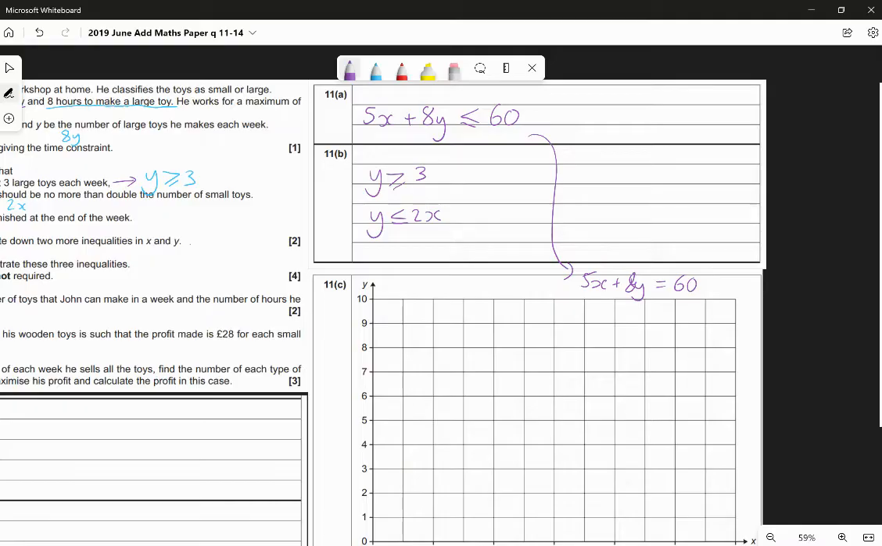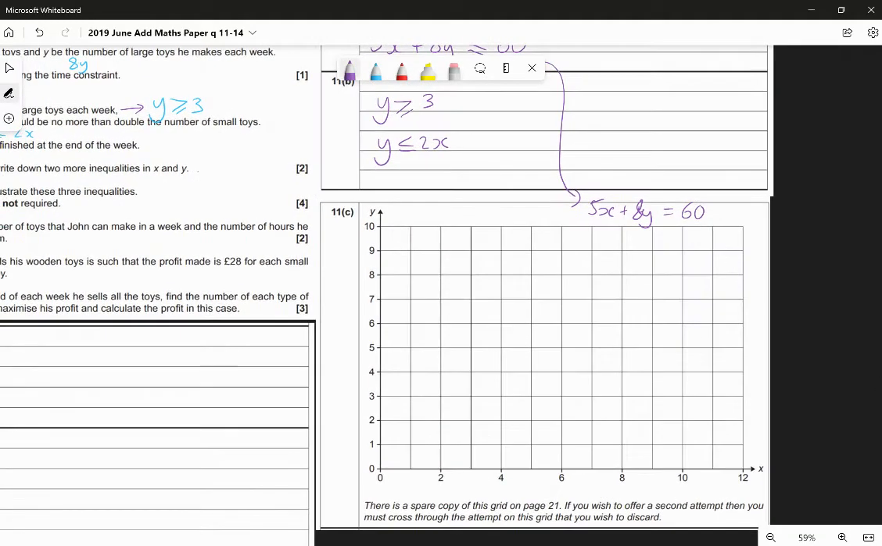So 5x plus 8y equals 60. How do I draw that? Well, the easiest way to draw an equation of this form, when it's not in the y equals mx plus c form, when it's in this form, ax plus by equals a number, is just simply finding the intercepts, the intercept of the y-axis, the intercept of the x-axis. The intercept of the y-axis, the y will be the y value when x is 0. So when x is 0, 5x will be 0. So then 8y will equal 60. So then all you need to do is 60 divided by 8 to find y, which is 7.5. So I know that 7.5 is the y-intercept.